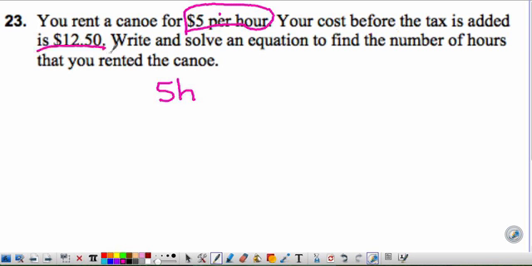What does "is" mean? Equals. So we know our total cost equals $12.50. Does 5 times our hours give us our total cost? No. How much money am I spending if I rent this for 1 hour? $5. So how much will my total cost be?